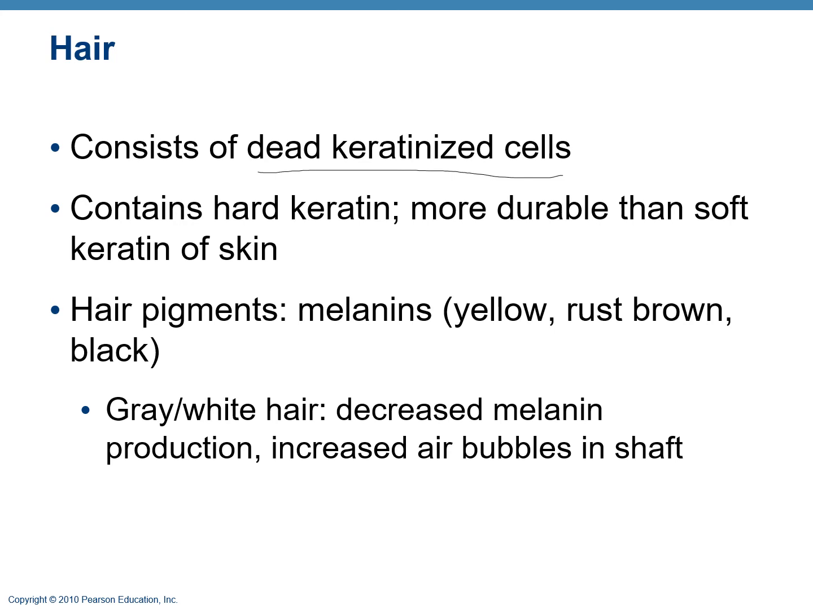And there are a number of hair pigments. Most of these are due to melanins, which produce colors that range from yellow all the way to black. And the reason why people get gray or white hair as they age, it's not because you have a different pigment showing through, it's because you have a decreased melanin production. So the normal production of the pigment melanin basically just decreases, and you also see increased air bubbles within the shaft of the hair.